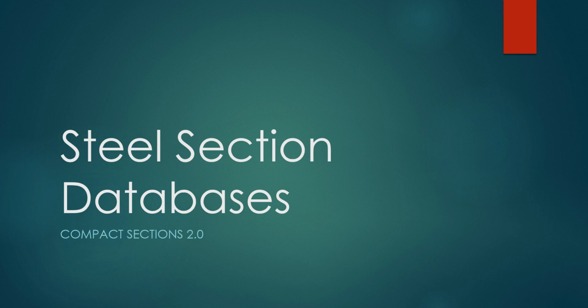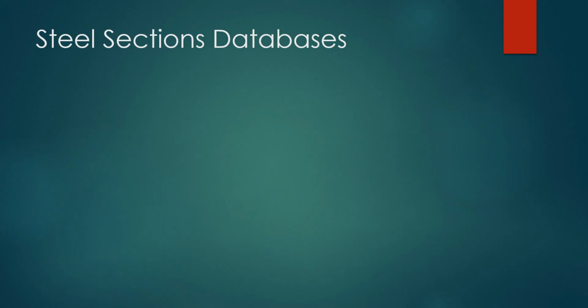The steel sections databases. These first became available in release 2.0.1 of Compact Sections. There are three databases supported in this release: the AISC, or American; the United Kingdom standards; and the European standards for steel sections.